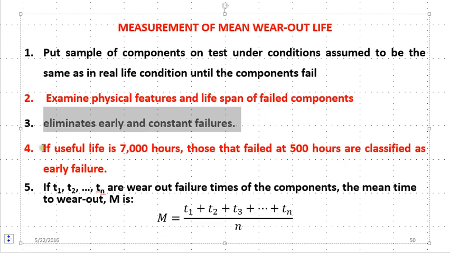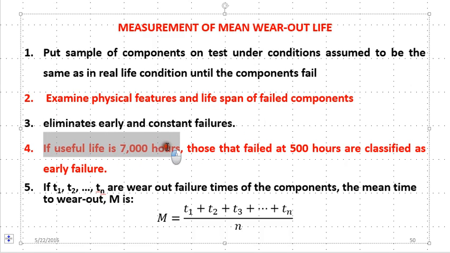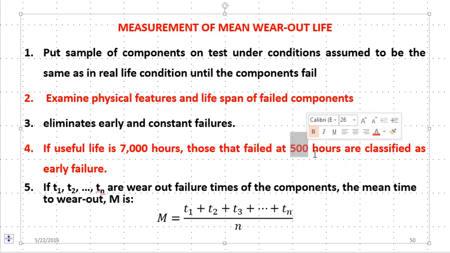And for instance, if we know that the average lifespan or mean time to failure of a device is 7,000 hours, and after carrying out the measurement you found that it failed after 500 hours, compare it with 7,000. Definitely 500 is very much smaller compared to what? The 7,000. And for this reason, we say this one is what? Early failure problem.